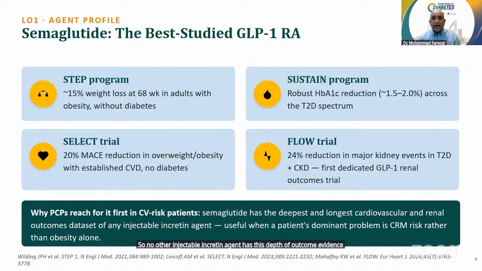Beyond the weight loss and the glycemic numbers you already expect, the SELECT and the FLOW trials are genuinely practice changing. There is a 20% MACE reduction in patients without diabetes, and a dedicated kidney outcomes trial showing a 24% reduction in major kidney events. If your patient's dominant problem is cardiovascular or renal risk rather than obesity itself, this is the evidence base that you should lean on when you make the choice of an agent.